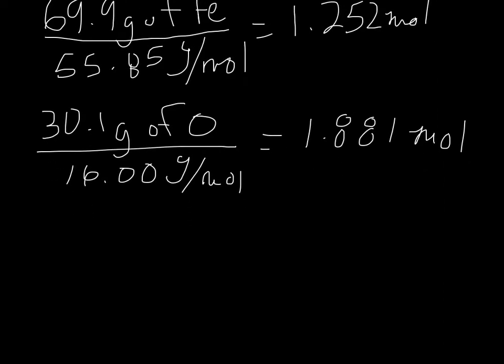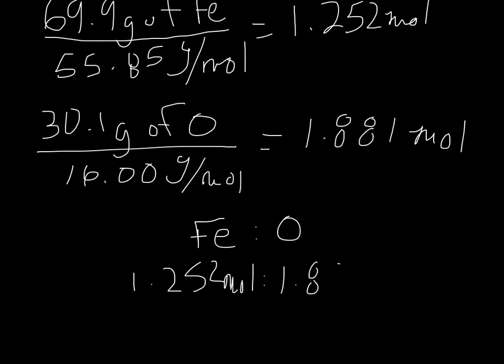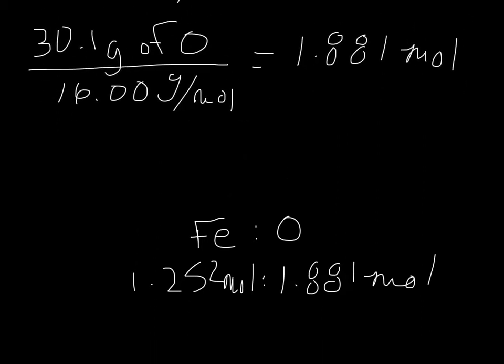So now what I need to do is set a ratio. I'm going to use my two numbers that I got, and write the ratio as the ratio of iron to oxygen. Why did I write iron first, you ask? Well, because in compounds, metals come first in the formula, so it's iron to oxygen. So my ratio is going to be 1.252 mole to 1.881 mole.